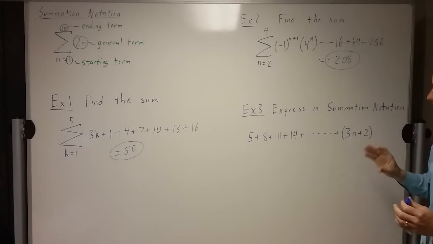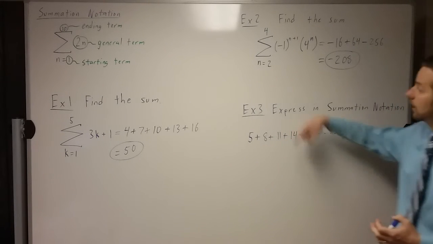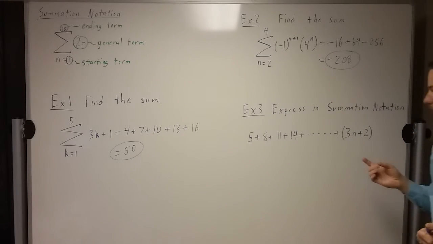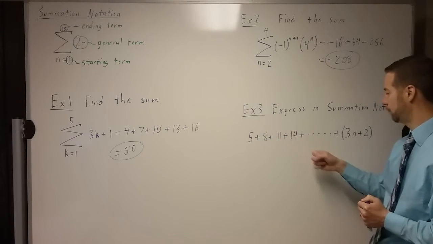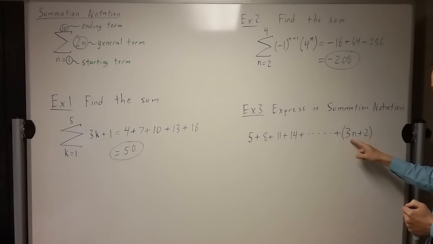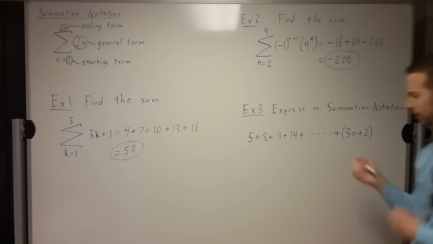This is the last thing I wanted to do, is talk about if I have a set of numbers, how do I make it look like this? How do I put it in summation notation? So I've got the set of numbers that goes 5 plus 8 plus 11 plus 14 plus, and then do you notice this? It goes all the way up until we get to plus 3n plus 2. This one's kind of weird. We're going to have to think about this for a second.